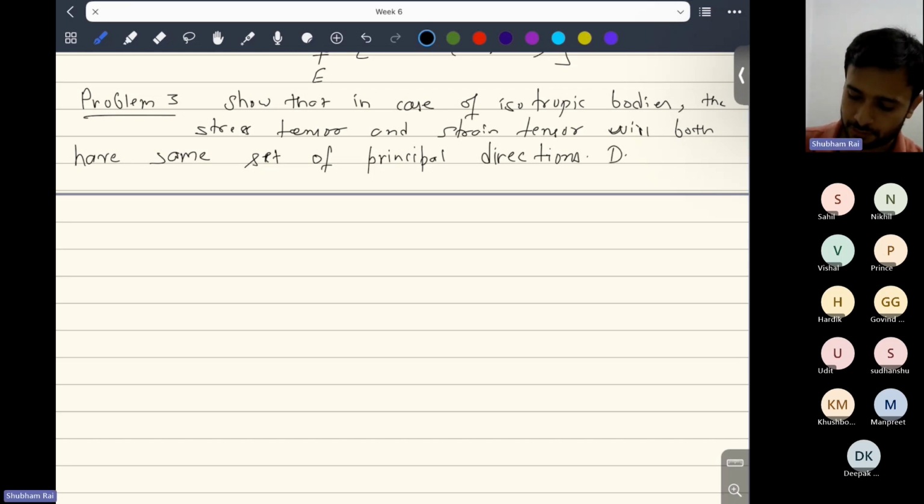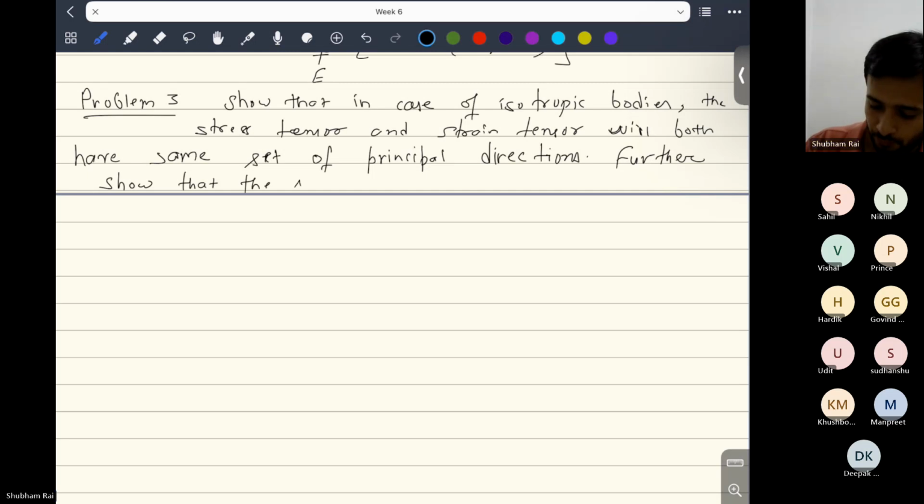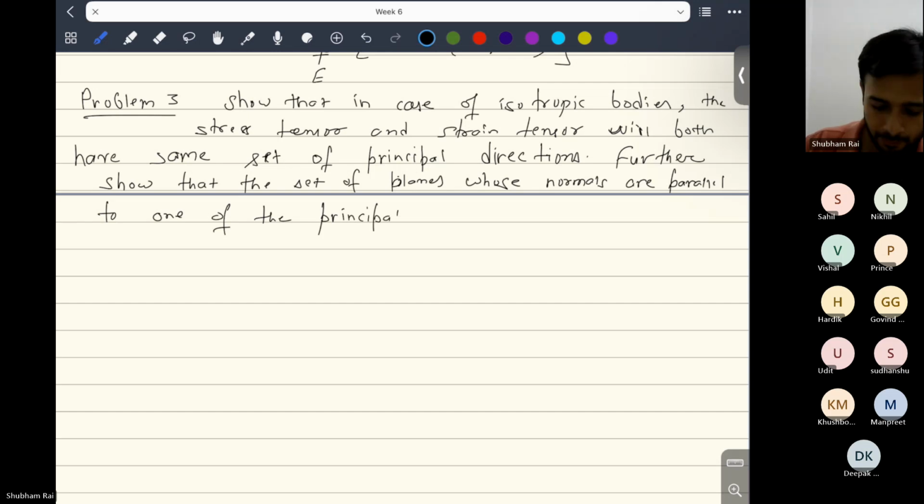And also you have to further show that the set of planes whose normals are parallel to one of the principal directions do not slide relative to each other.